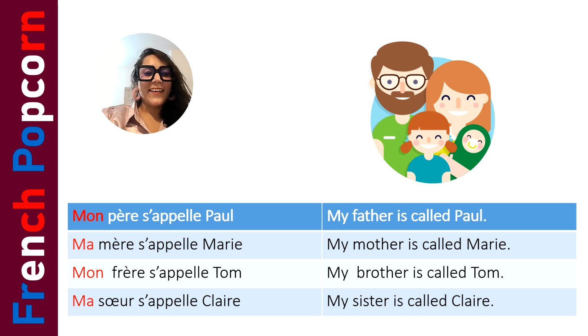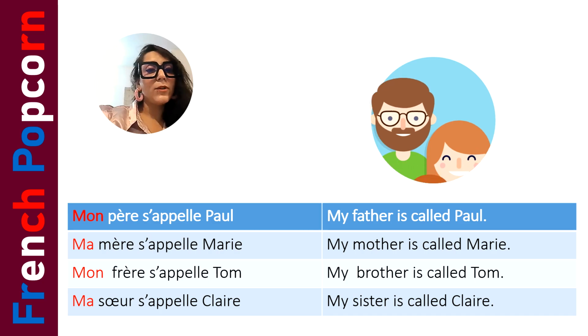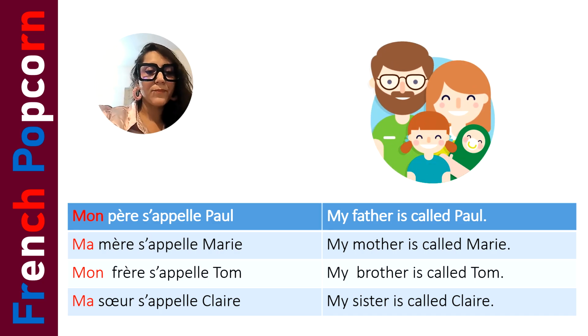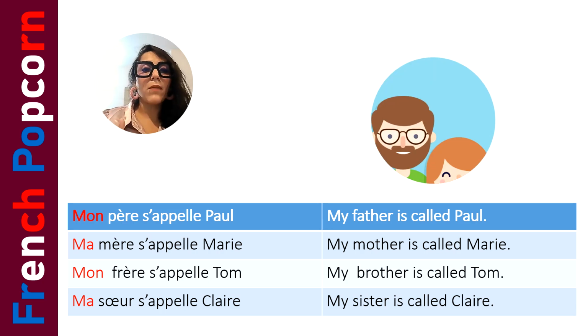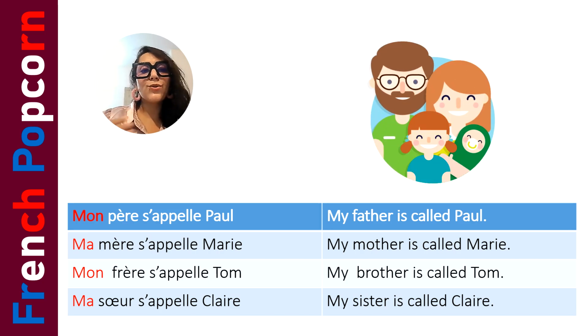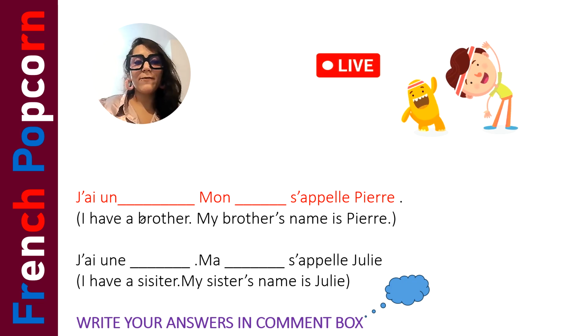Très bien. The next one. Ma mère s'appelle Marie. My mother's name is Mary. Next. Mon frère s'appelle Tom. My brother's name is Tom. The last one, ma sœur s'appelle Claire. My sister's name is Claire. Amazing. That's very good work, everybody.